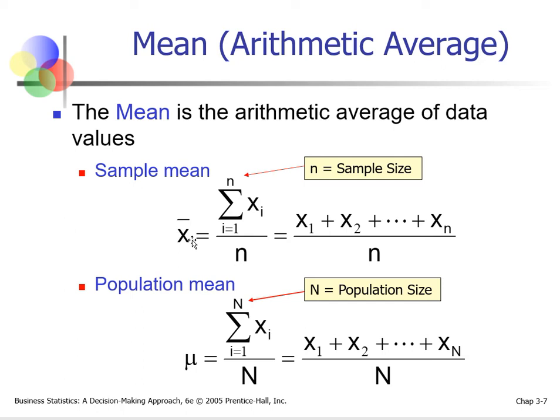When it comes to population mean, the population size is represented as a big letter N or an uppercase N, and the population mean is represented as a mu. Okay?